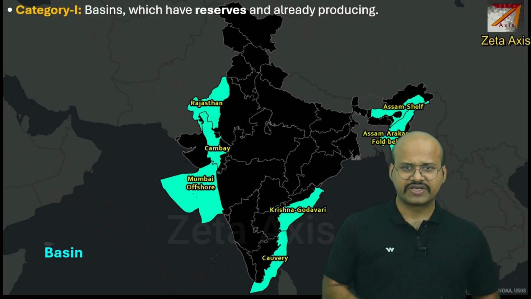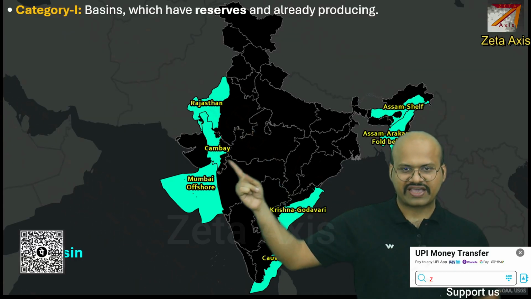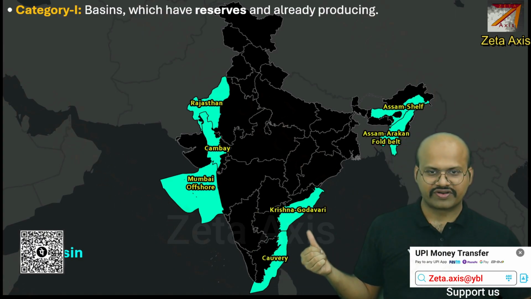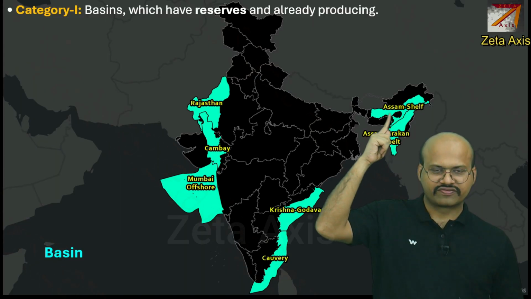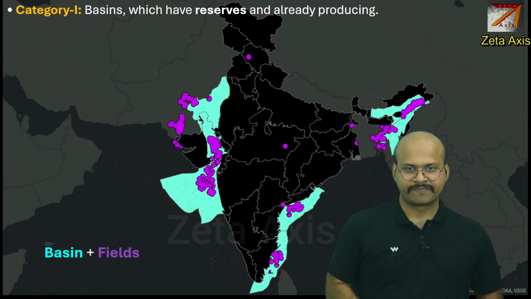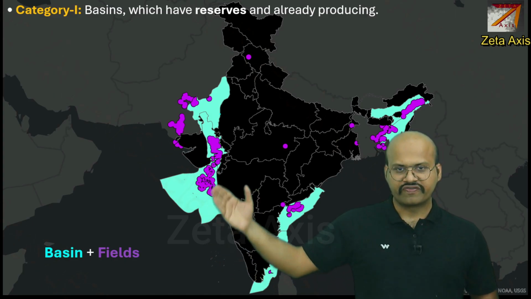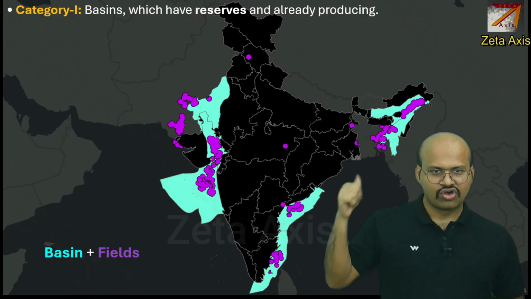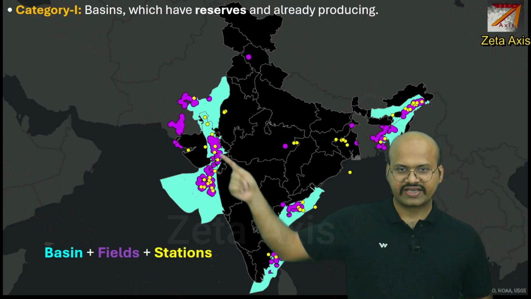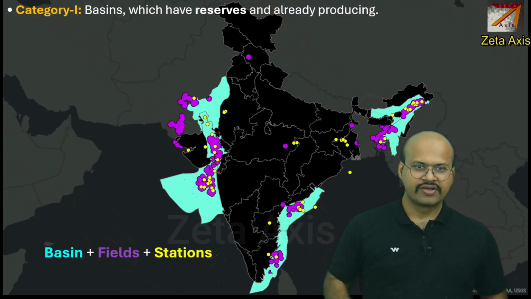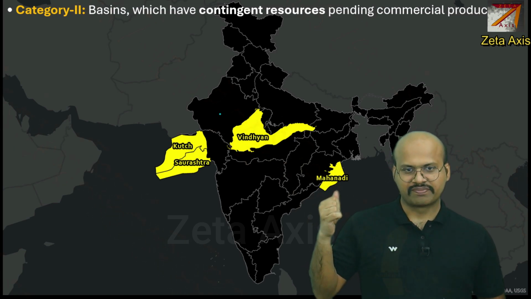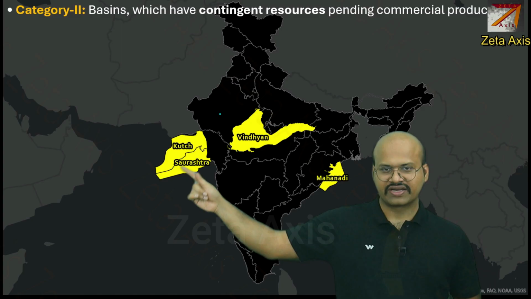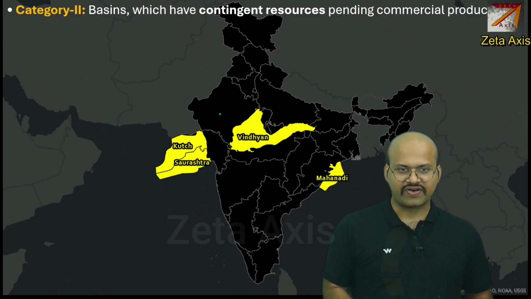Now here are the category 1 basins. They are mainly Rajasthan Basin, Cambay, Mumbai Offshore, Krishna Godavari Basin, Kaveri Basin, Assam Arakan Fold Belt Basin, and then Assam Shelf. And these are the oil fields. You can see these are already discovered oil fields, and the yellow colors indicate the stations which are producing petroleum or natural gas. These are the category 2 basins: Mahanadi, Vindhyan, Saurashtra and Kutch, where some contingencies have been found but no commercial production is going on.